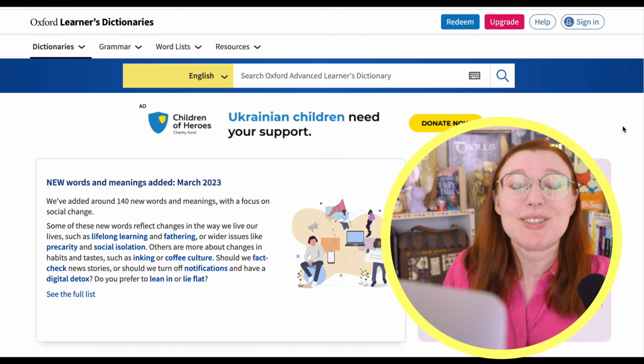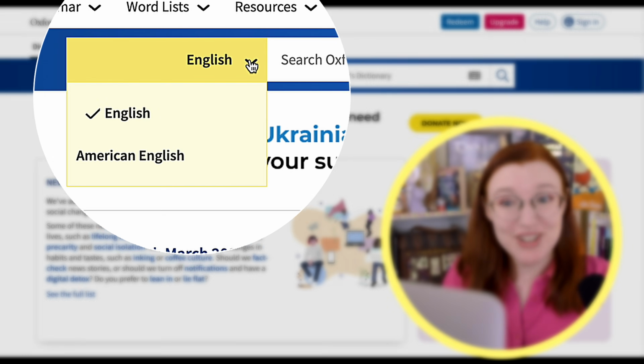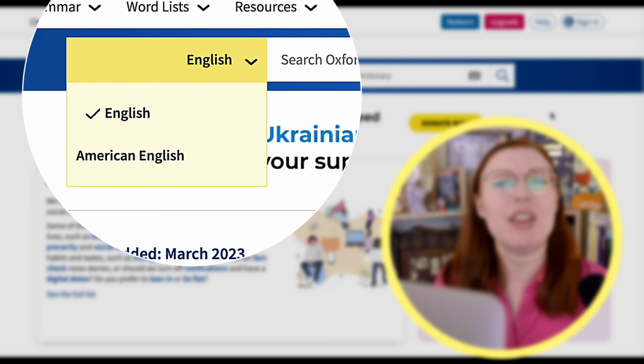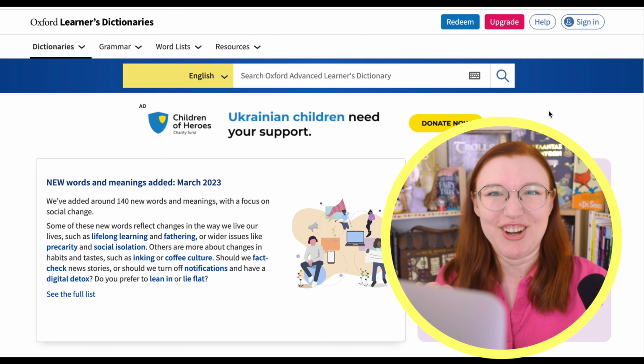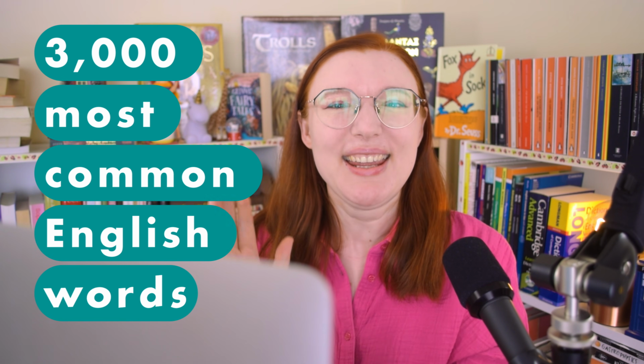This is the Oxford Advanced Learners Dictionary, and it's very important that it's a learner's dictionary. Every definition in it is written using the 3,000 most common English words, which means that you can easily understand any word in this dictionary, no matter how complicated or advanced.